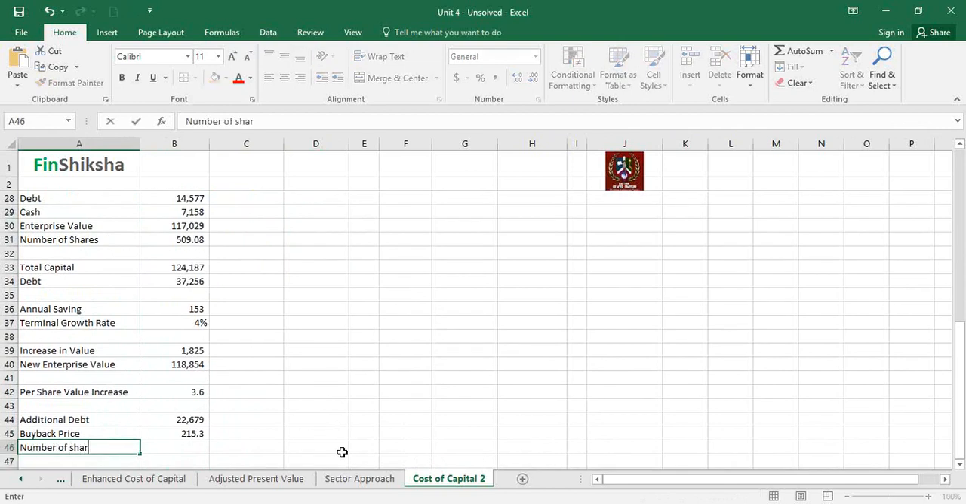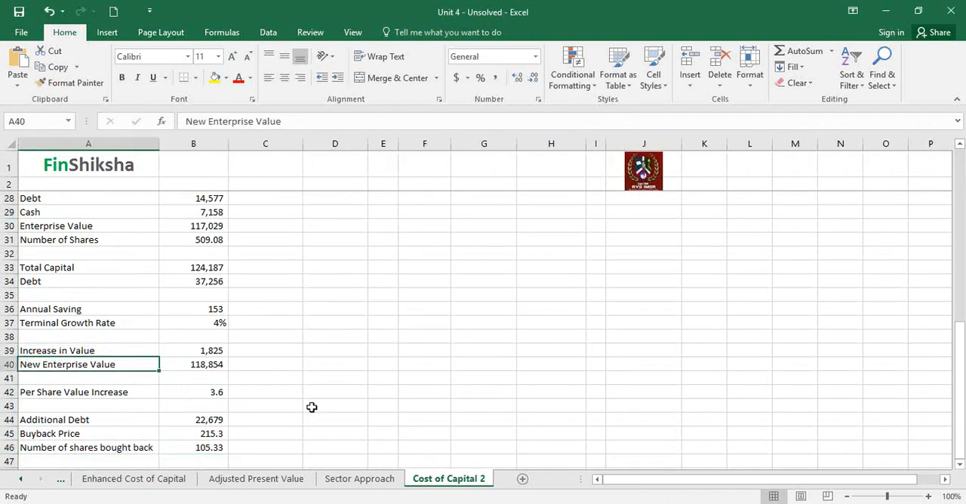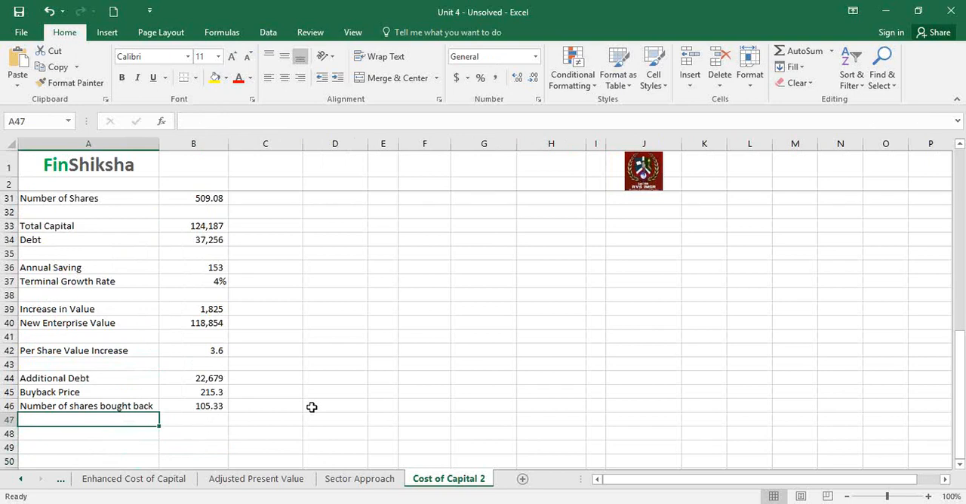So number of shares that you can buy back or bought back is nothing but the amount raised that you're going to use to return the money or buy back the shares with, divided by this, which gives you 105.33. That's the number of shares that have been bought back, right? Once you buy back these shares, what is the new or net outstanding shares? What is the net outstanding shares?